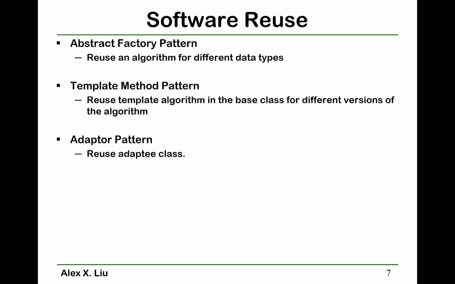Also, typically design patterns promote software reuse. Now let's take a look at how these three design patterns promote software reuse. For the abstract factory pattern, remember we reuse an algorithm for different data types. For the template method pattern, we reuse the template algorithm in the base class for different versions of the algorithm. And for the adapter pattern, we reuse the adaptee class instead of writing everything from scratch again.